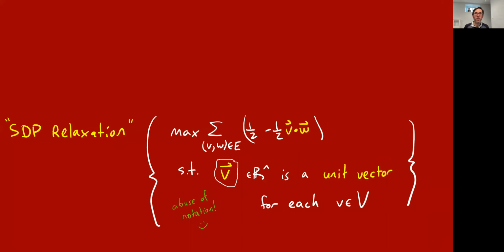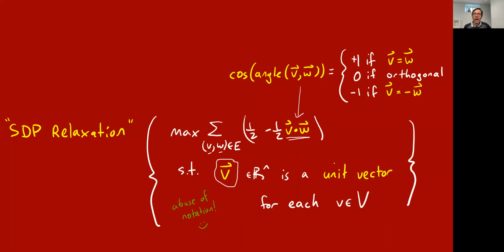So now what I'm going to say is we want a unit vector for each vertex, and the amount that you get for the edge with endpoints v and w is just the dot product of the associated unit vectors. And let's think about this dot product a little bit more. If you remember high school algebra, the dot product between two vectors is the product of their lengths times the cosine of the angle they make. But these are unit vectors, so the product of their lengths is just 1. So the dot product is really nothing more than the cosine of the angle between them.